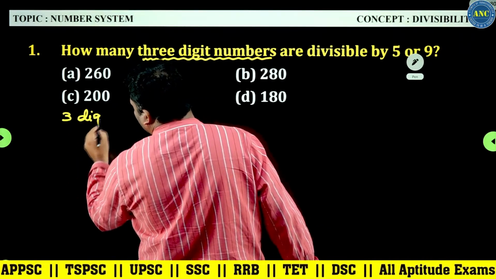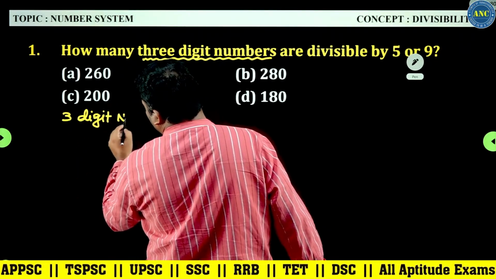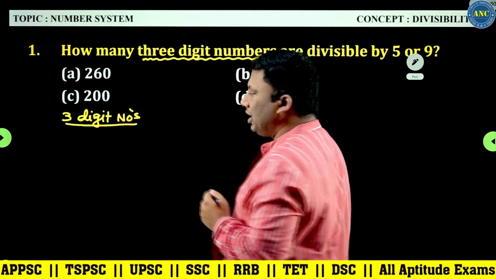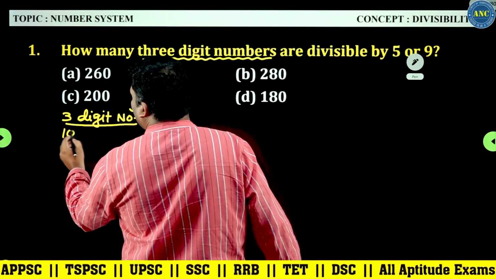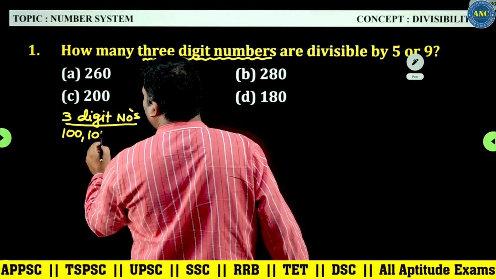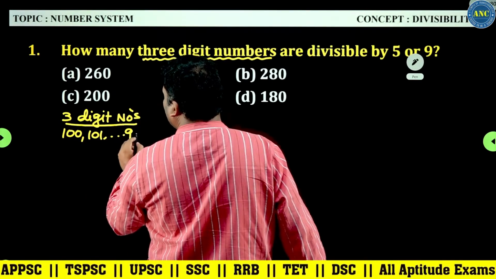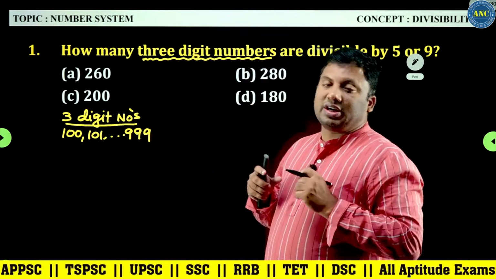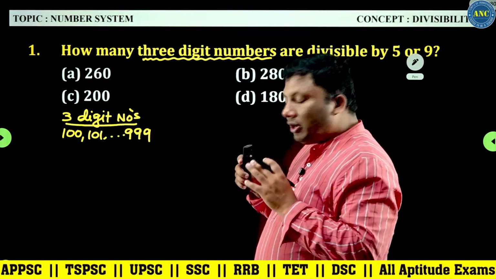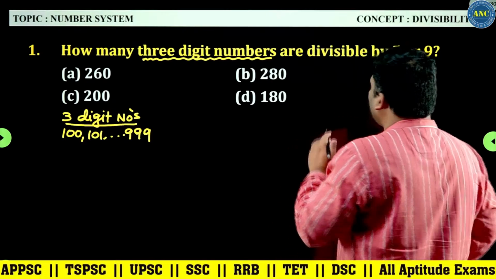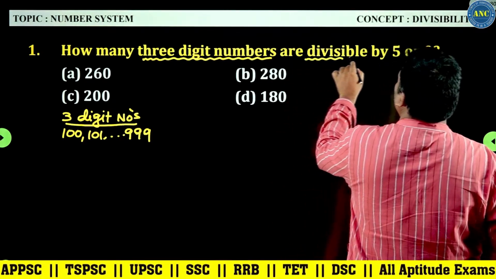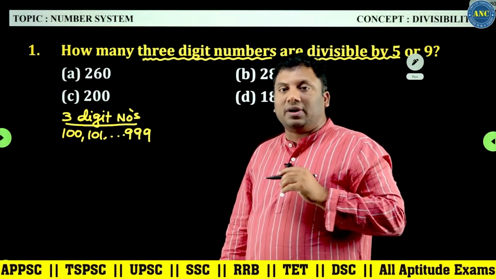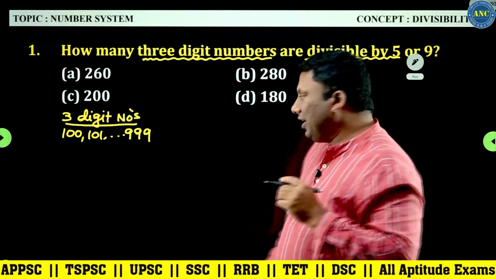First, we will list all the numbers. 3-digit numbers. What is the lowest 3-digit number? 100, 101, 102, and so on up to the largest 3-digit number, 999. So in these 3-digit numbers, from 100 to 999, what do we require? We require the 3-digit numbers which are divisible by 5 or 9.